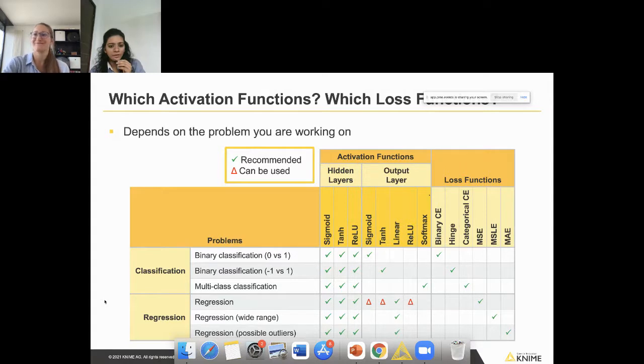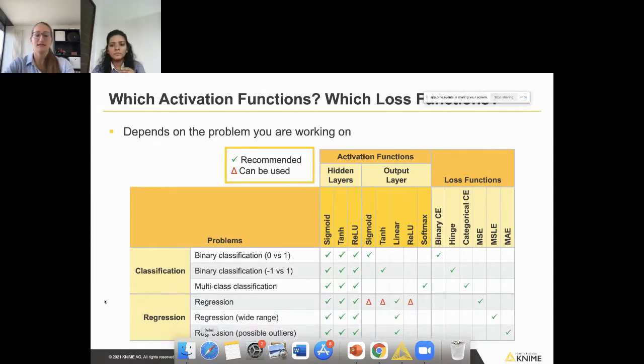Another question, like how does parameter tuning take place? For this, you can either try out different parameters on your own. That's something that you don't want to do. But what we have as well in KNIME Analytics Platform is something that is called a parameter optimization loop, where you can define different setting options that you want to optimize. And then it uses these different setting options to train different neural networks.